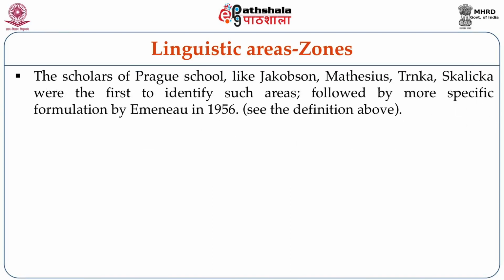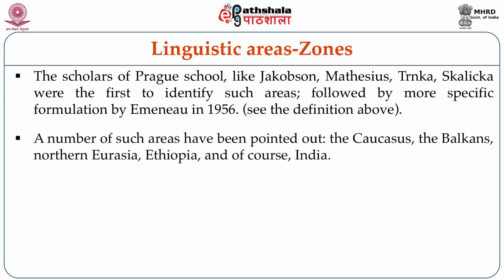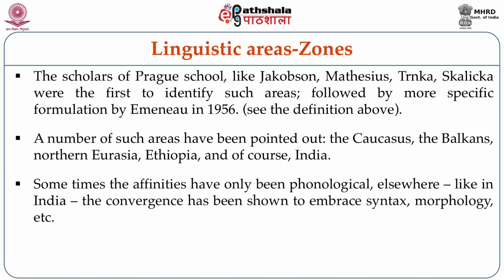The scholars of the Prague School, like Jakobson, Mathesius, Trnka, and Skalička, were the first to identify such areas, followed by a more specific formulation by Emeneau in 1956. A number of such areas have been pointed out so far: the Caucasus, the Balkans, Northern Eurasia, Ethiopia, and of course India or South Asia. Sometimes the affinities have only been phonological. Elsewhere, like in India, the convergence has been shown to embrace syntax and morphology as well.